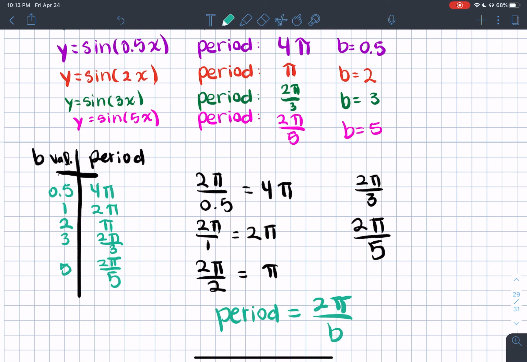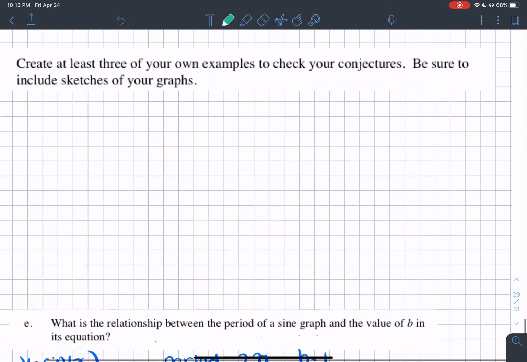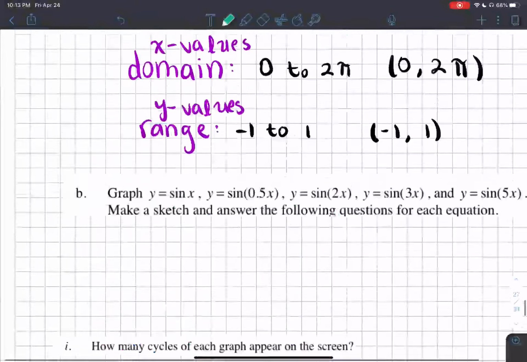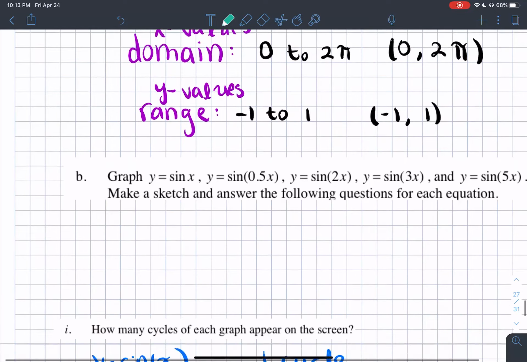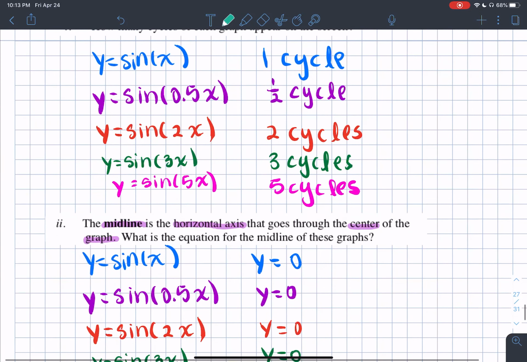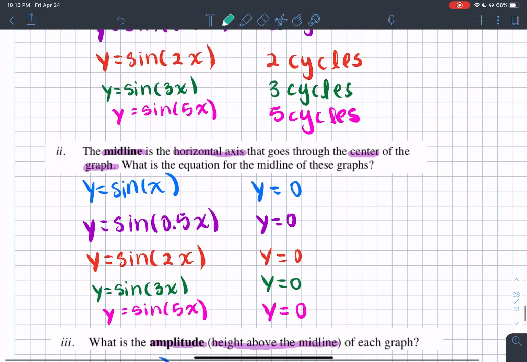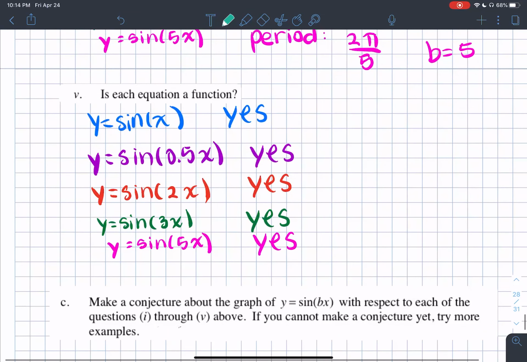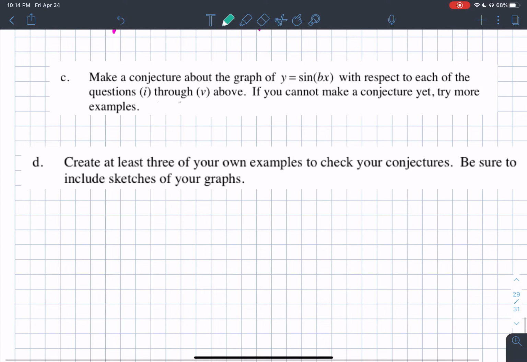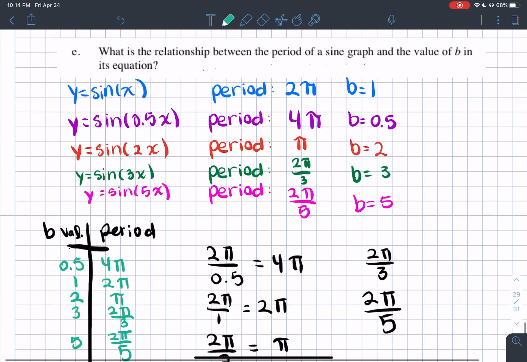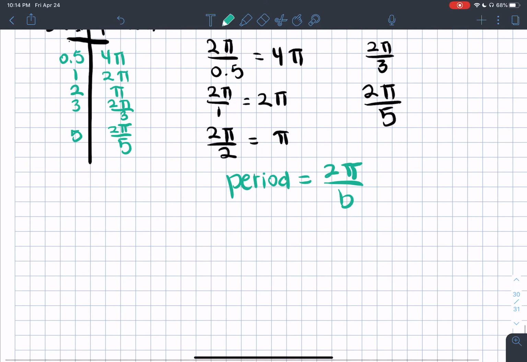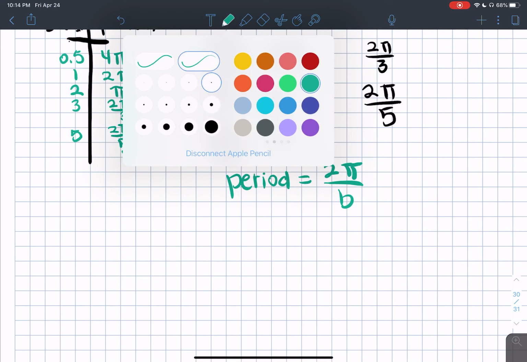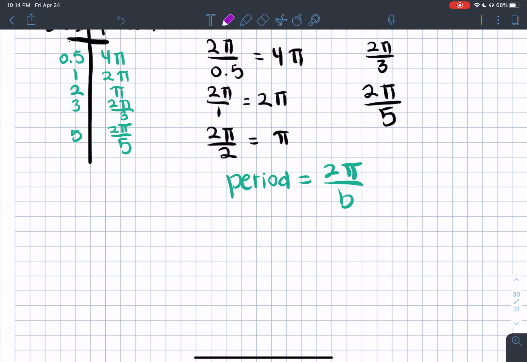And if you have any questions from the entire lesson today, from talking about domain and range, number of cycles, midline, amplitude, period, if they're functions, or if you have a question about your conjecture, make sure to log on to Google Meets for your class, Google Meets or Zoom, if you have any questions.